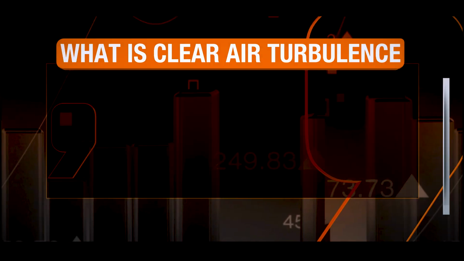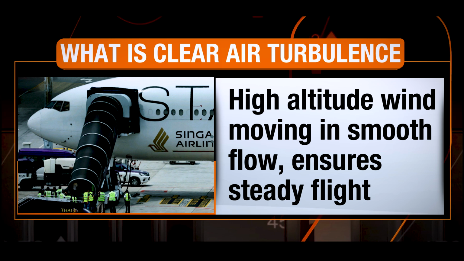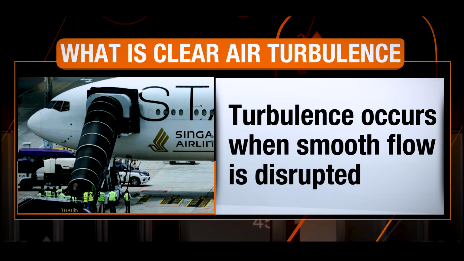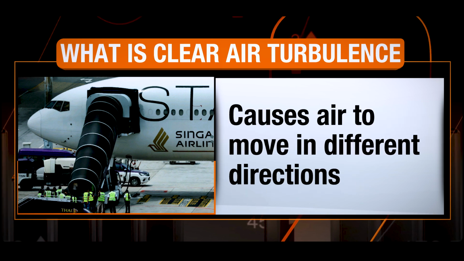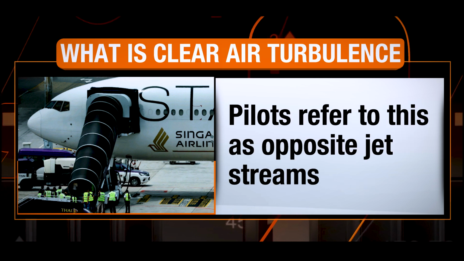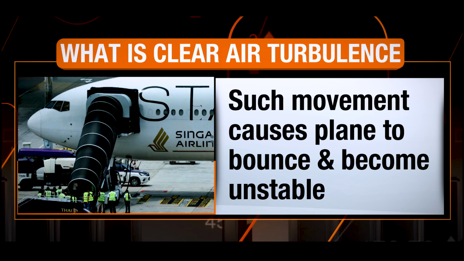So what is this clear air turbulence? Well, at high altitudes, wind usually moves in a smooth horizontal current, and that's called a laminar flow. This makes the aircraft fly steadily. Turbulence takes place when something hampers the smooth flow of the wind and the aircraft moves up or down and in a horizontal or vertical direction randomly. Pilots call this opposite jet streams. One jet stream pushes the aircraft in one direction while the other jet stream pushes in the opposite direction, causing the plane to bounce in an unstable manner.